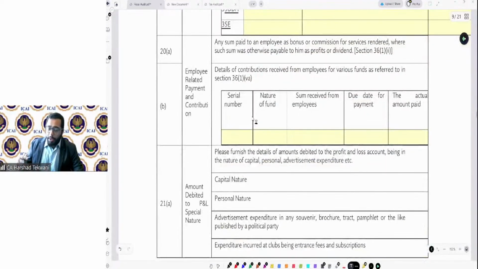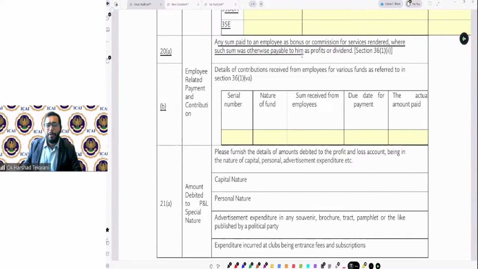Okay. Clause 20A or 20B, both. 20A talks about any sum paid to an employee as a bonus or commission for service rendered, where such sum would otherwise be payable as a profit or dividend. That is section 36(1)(ii) of the Income Tax Act. If you have paid it, then that amount will be reflected under 20A.